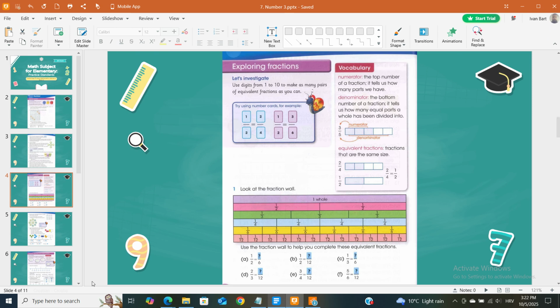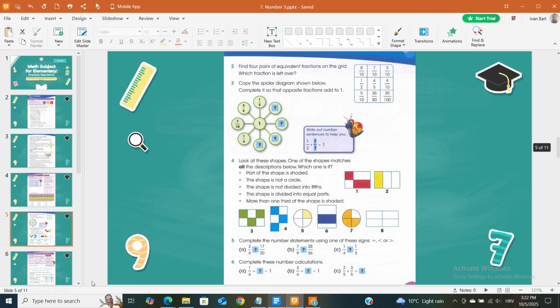2. Find 4 pairs of equivalent fractions on the grid. Which fraction is left over? 3. Copy the spider diagram shown below. Complete it so that opposite fractions add to 1. Write out number sentences to help you. 1 plus 2 dot dot dot equals 1.